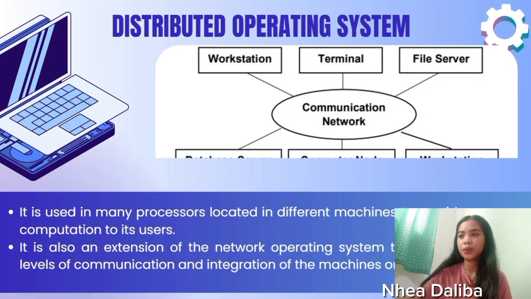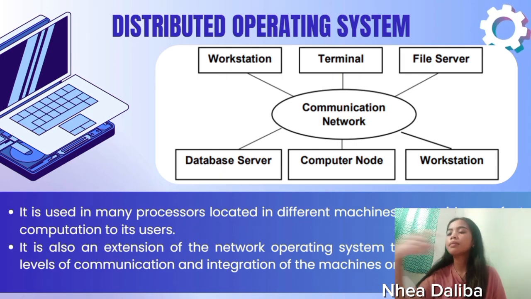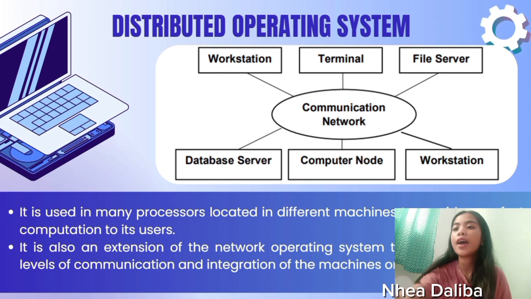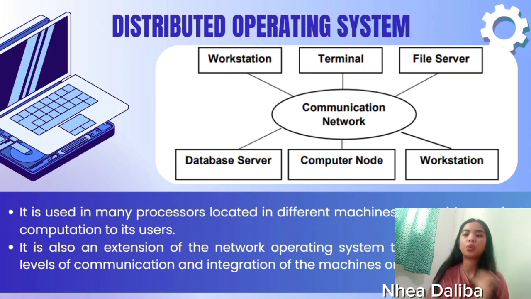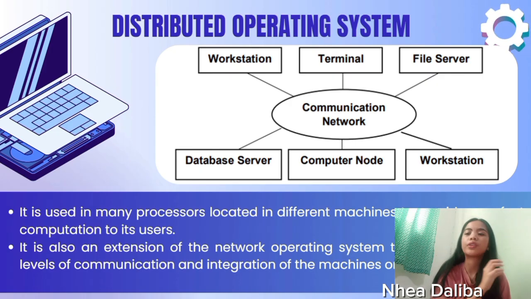So next is the distributed operating system. It is used in many processors located in different machines to provide very fast computation to its users. It is a system that runs across multiple computers connected through a communication network. These computers work together as if they are a single system, allowing fast and efficient computing by sharing resources like memory, processing power, and storage.